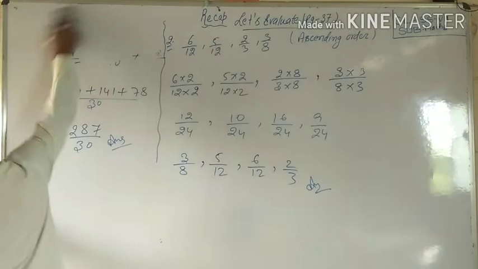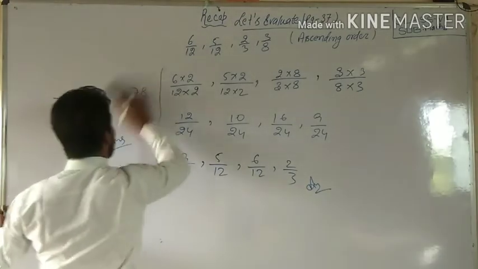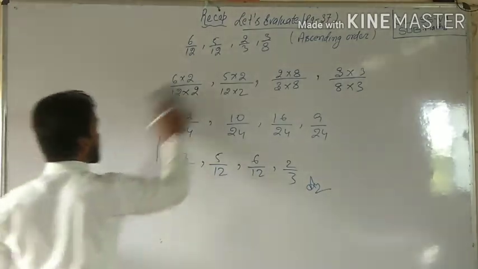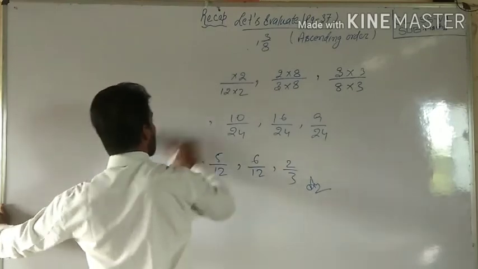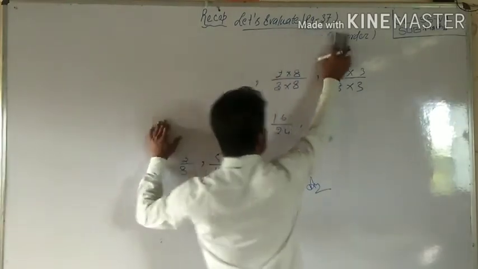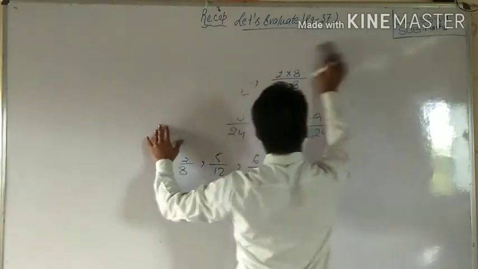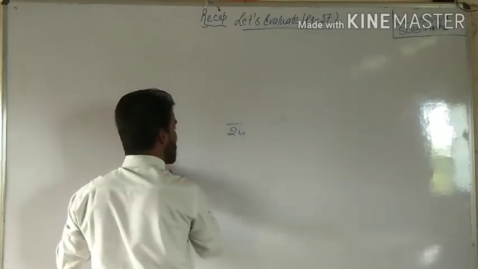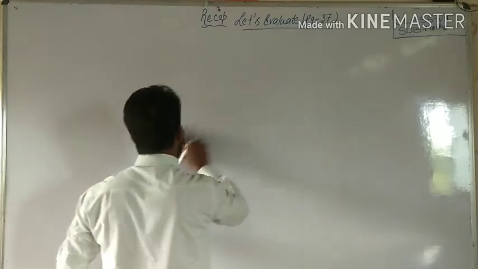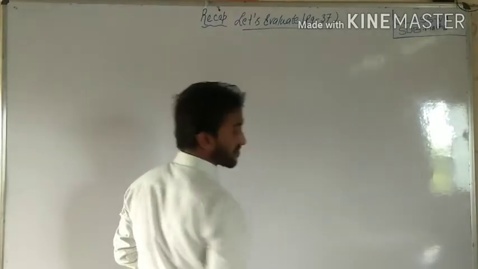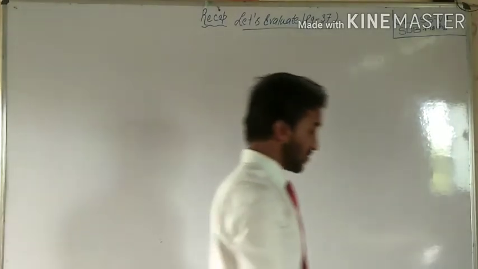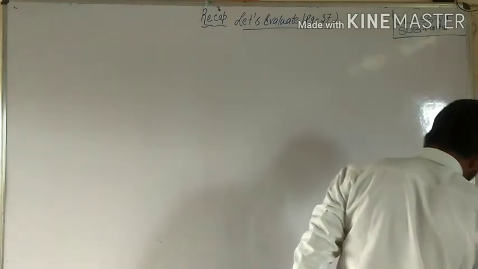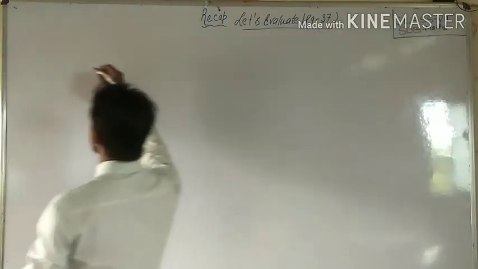See, question number 3. Now we will consider question number 3: write in descending order. What do you have to do? Write in descending order. The same criteria, the same protocol you have to follow. Make the denominators of the given fractions equal, and after that do the same things. See what the fractions are: 3 by 7, 9 by 35.